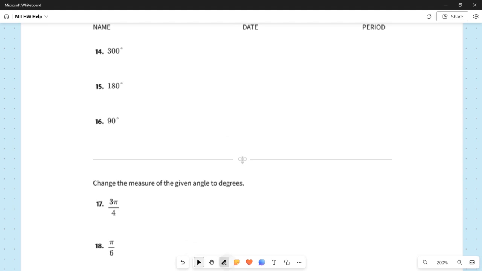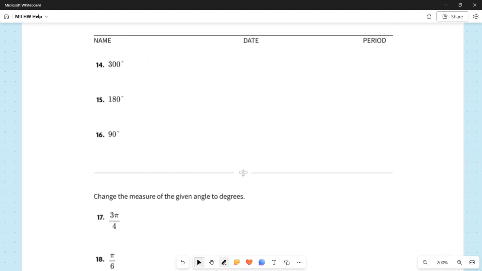Question 14 asks us to convert 300 degrees into radians. It's going to be very similar to the last two problems. So we're going to start with 300 degrees. We're going to multiply by the number 1 expressed as a fraction of something over itself. We want to get rid of degrees, so degrees are going to go in our denominator, and we know that 180 degrees is the same thing as pi radians.